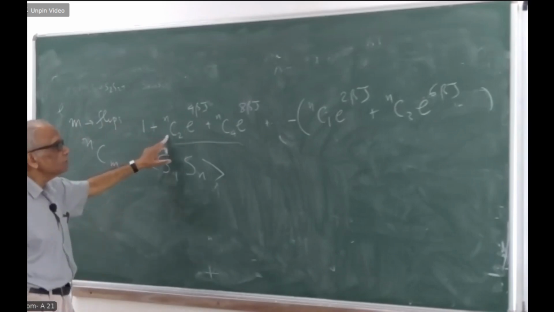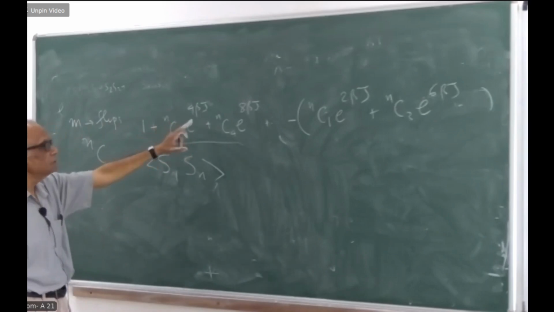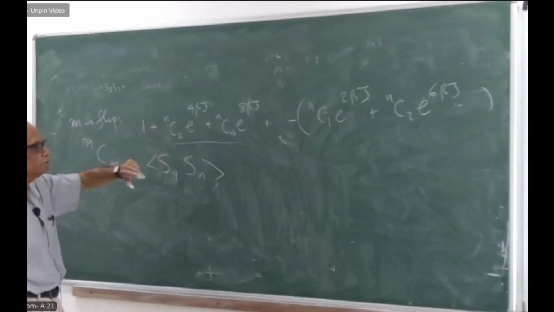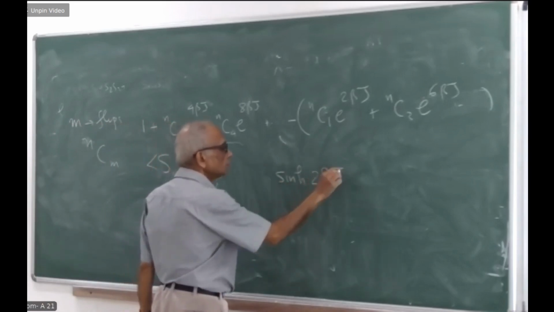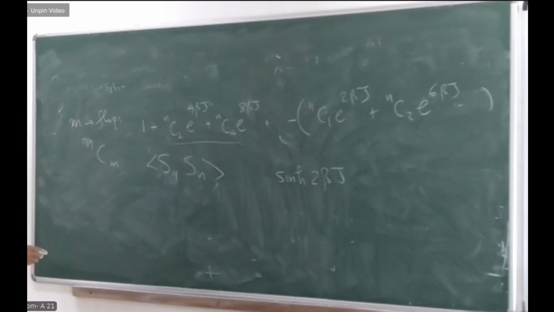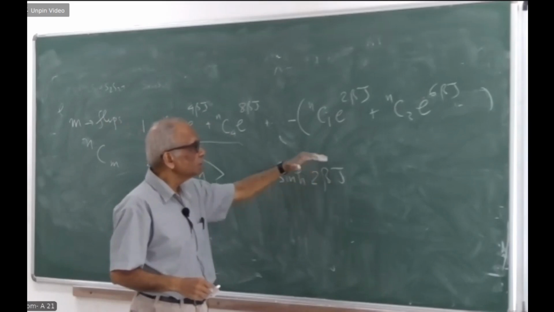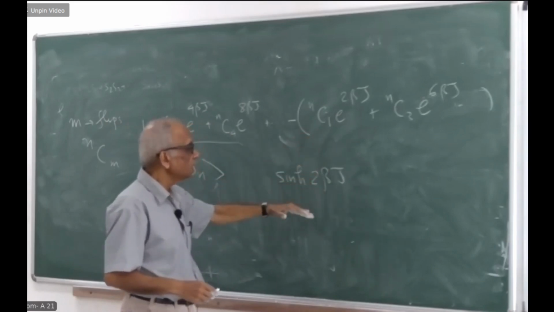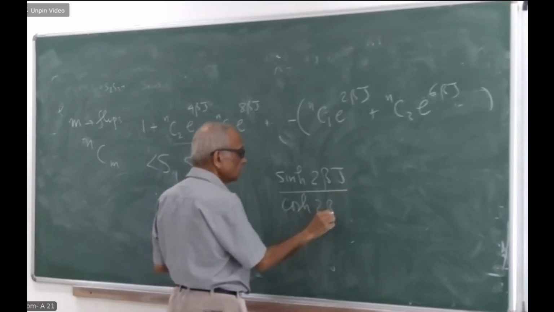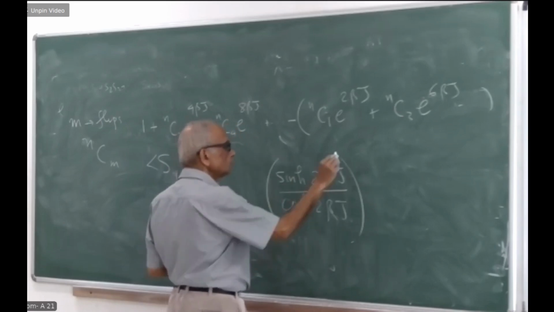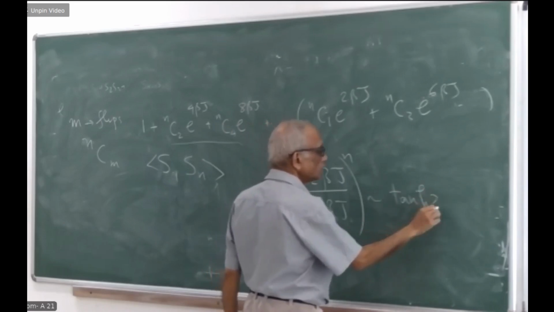But now what do you have in the numerator? 1 minus NC1 e to the power 2 beta J, and so on, that is the power series for sine hyperbolic 2 beta J. So what you are picking up over here is sine hyperbolic 2 beta J, and then in the denominator it is cos hyperbolic 2 beta J, raised to the power n, so it is tan hyperbolic 2 beta J.